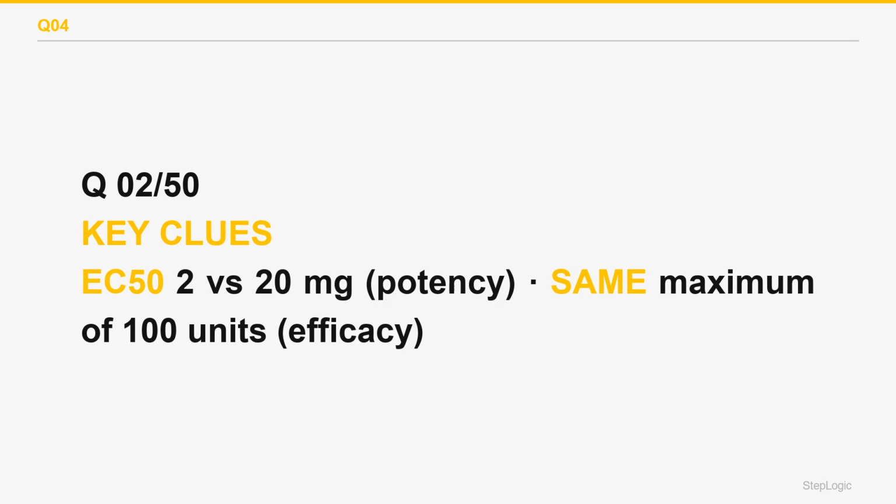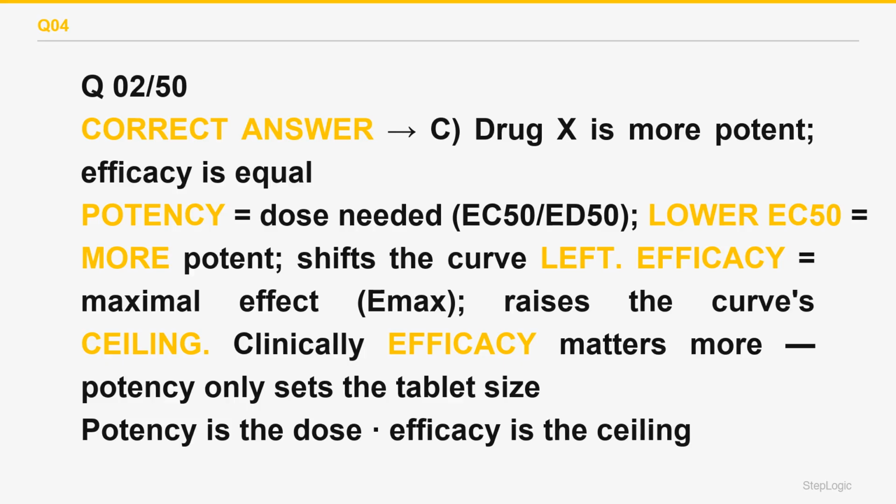Drug X reaches half maximal effect at one-tenth the dose, so it is 10 times more potent. Both reach 100 units, so their efficacy is equal. These properties vary independently. A drug can be highly potent with low efficacy, which is why choices A, B, and E all import a difference that the data do not show. The correct answer is C.